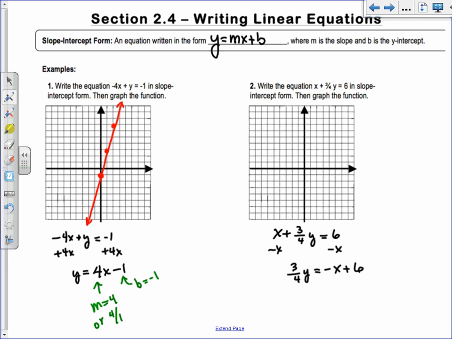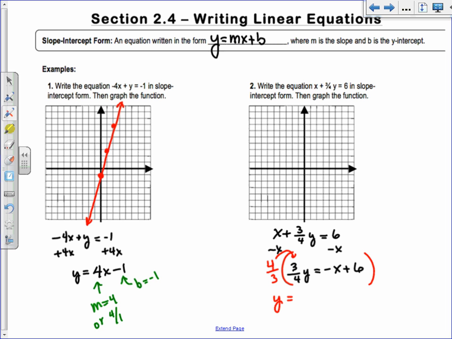Then I need to get rid of 3/4. You can do it in 2 steps or 1 step, it doesn't matter. Some people like to multiply by the 4 first and then divide everything by 3, or you can multiply everything all at once by 4 over 3. If you have 4 over 3 times 3 over 4, it becomes 12 over 12, which is 1. So that just becomes 1y, so y.